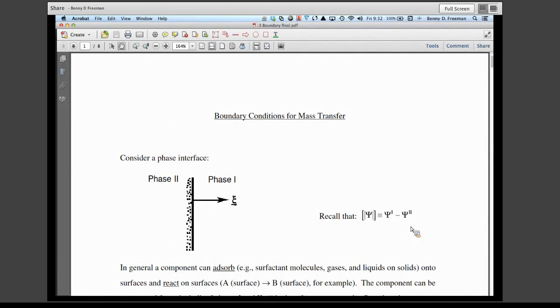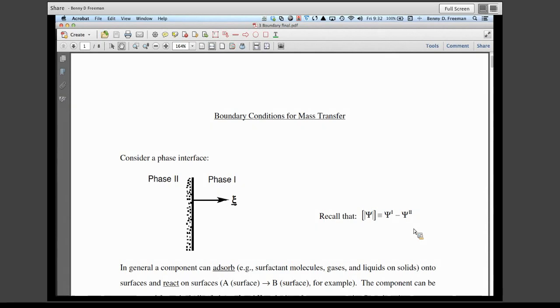We derived an expression that basically tells us that in the absence of adsorption and chemical reaction at a surface, the amount of material that comes to the phase interface from one phase has to leave in the other phase. In other words, there's no net accumulation of material at the interface in the version of the jump mass balance that we derived last time.